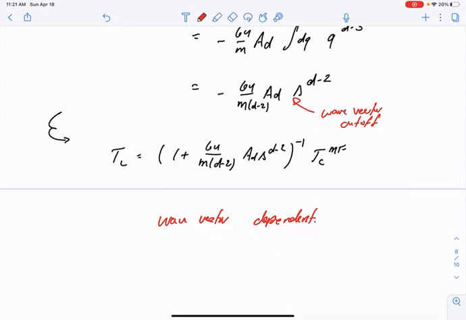As d goes to infinity, that's a way of thinking about the mean field limit. We find that TC is given exactly by TC mean field. Right, we can take that wave vector cutoff arbitrarily small. However, for d equal to or less than 2, taking that wave vector cutoff arbitrarily small can drive that critical point all the way to 0.